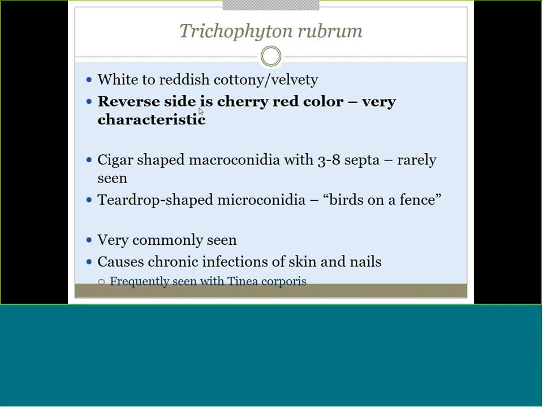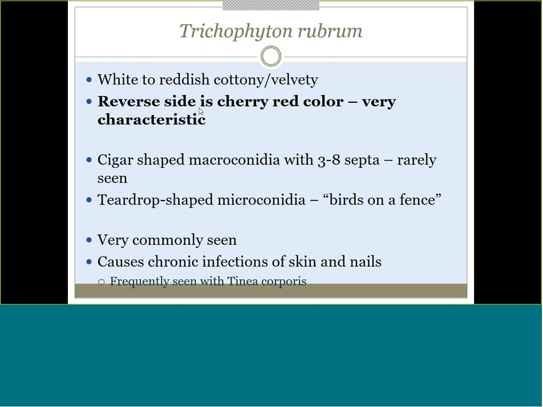Trichophyton rubrum, the biggest characteristic with this is the color it takes on the agar plate for the colony. On the top, it's more of a white to reddish cottony look. On the bottom, it's a very classic, characteristic cherry red color. That's what indicates the rubrum part, that bright cherry red color. It's bolded because it's a huge characteristic of Trichophyton rubrum.